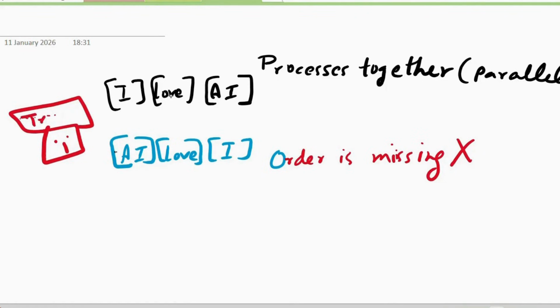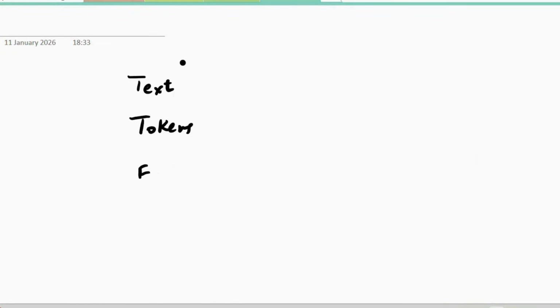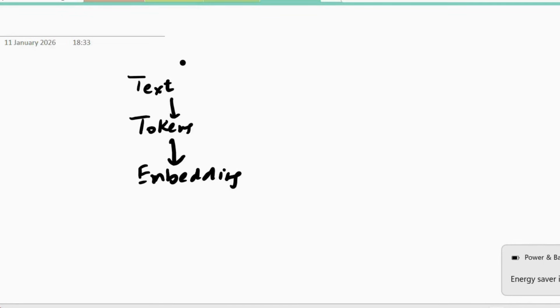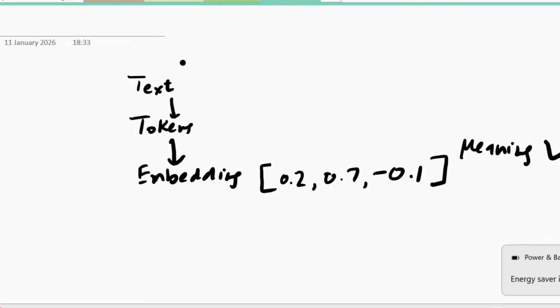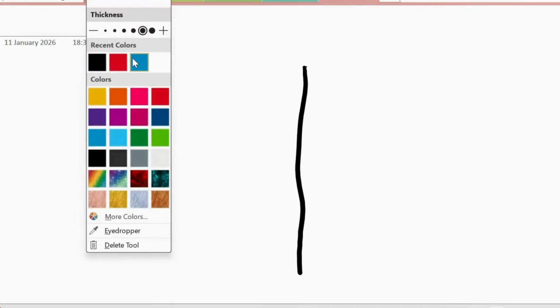Before positional encoding, text is first broken into tokens. Each token is then converted into a numerical vector called a word embedding. Embeddings represent meaning. They tell the model what a word is about. But embeddings alone do not tell the model where the word appears in the sentence. So meaning is present, but position is missing.